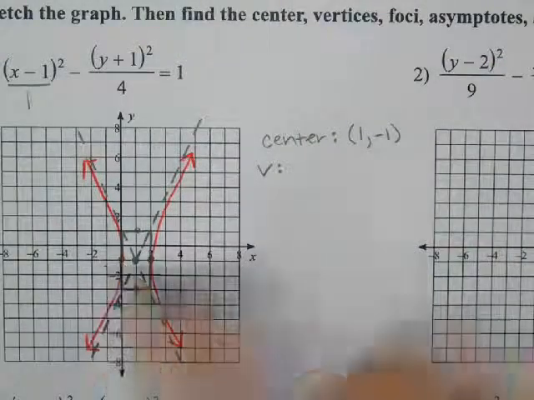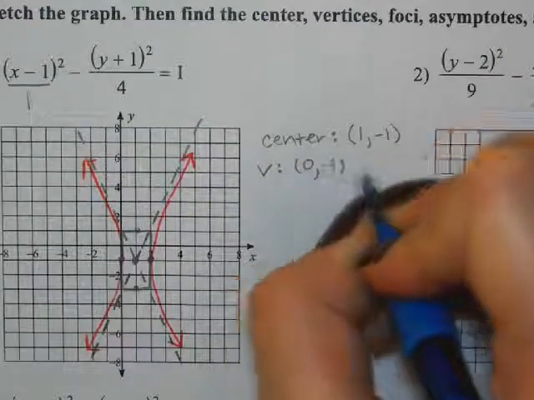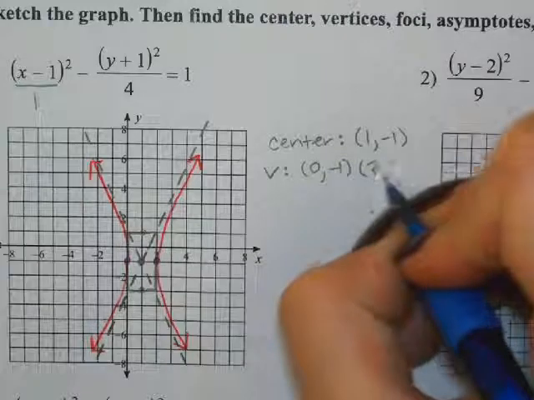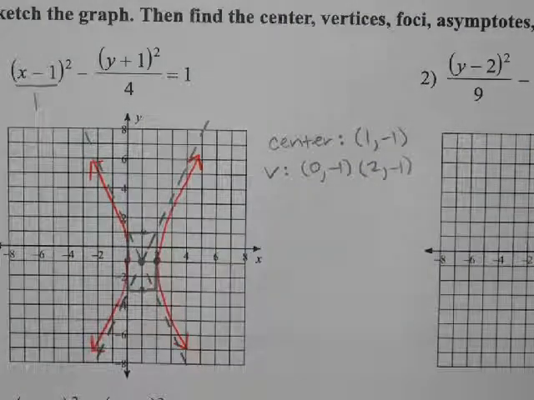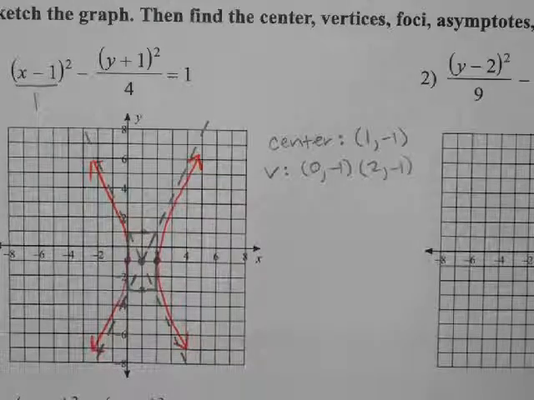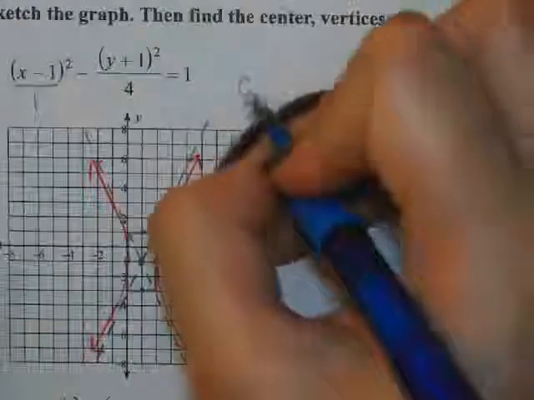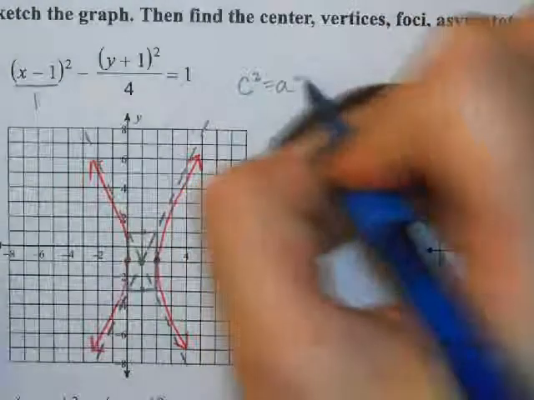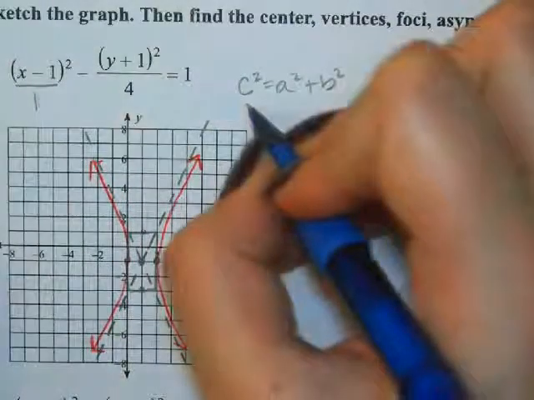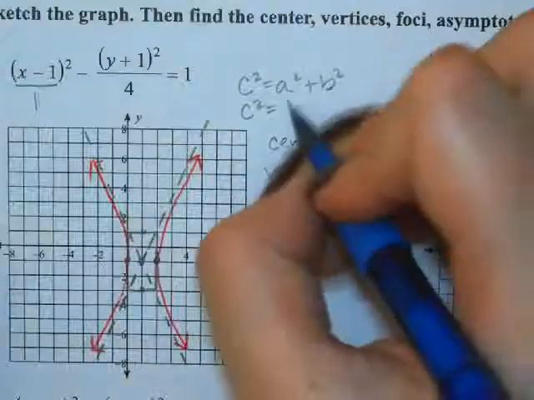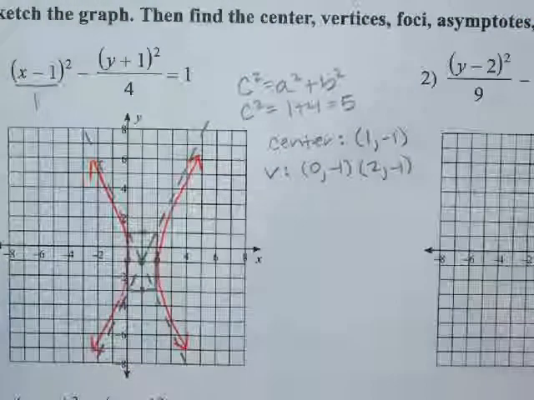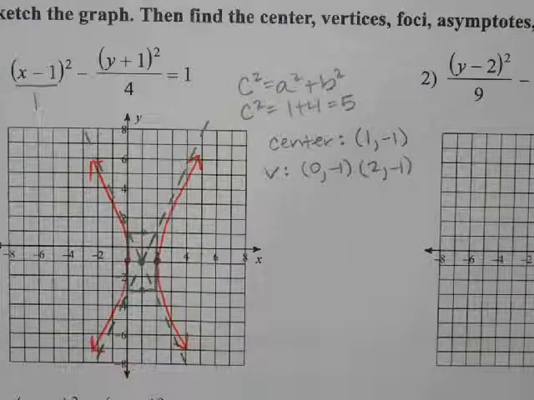From the center, we went left 1, so 0, negative 1, and we went to the right 1, which is 2, negative 1. Anyone remember how to find the C value? Or you can look at your packet and see how to find the C value. C squared equals A squared plus B squared this time, kind of like the Pythagorean theorem. And so we're going to have C squared equals 1 plus 4. So C squared equals 5. And so then what is C? Square root of 5.